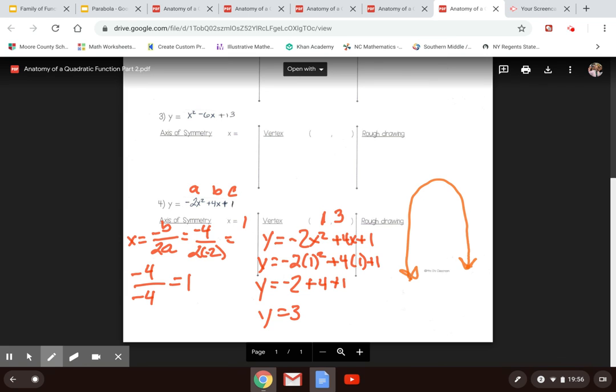All right, so my axis of symmetry is going to be the line that goes right through my vertex, which is my turning point of my parabola. So it is the line x equals 1. And then I have the ordered pair of 1, 3. So that is where my vertex is.